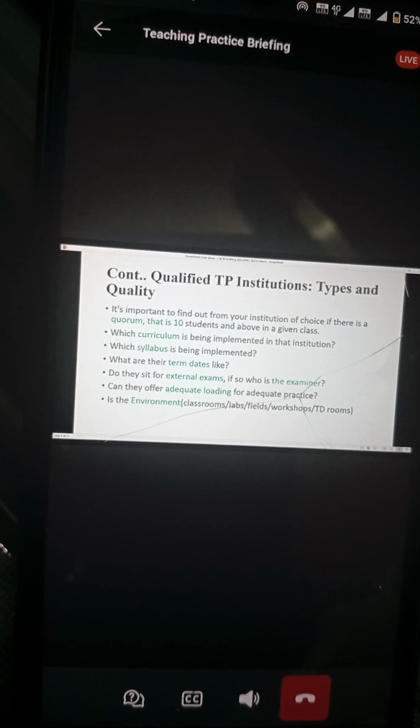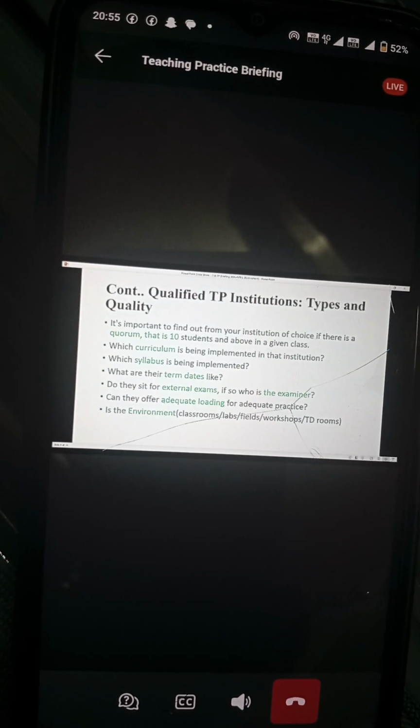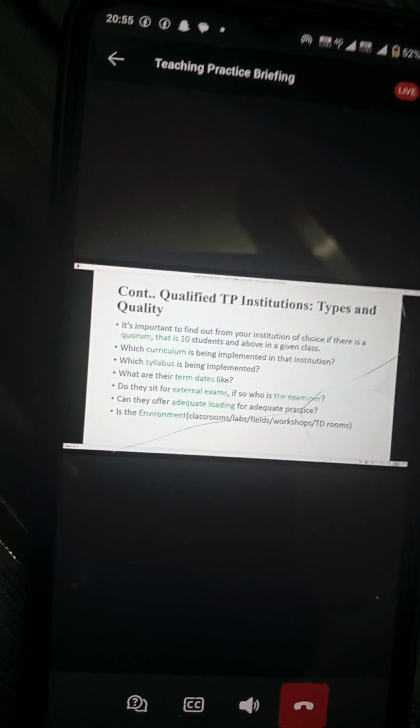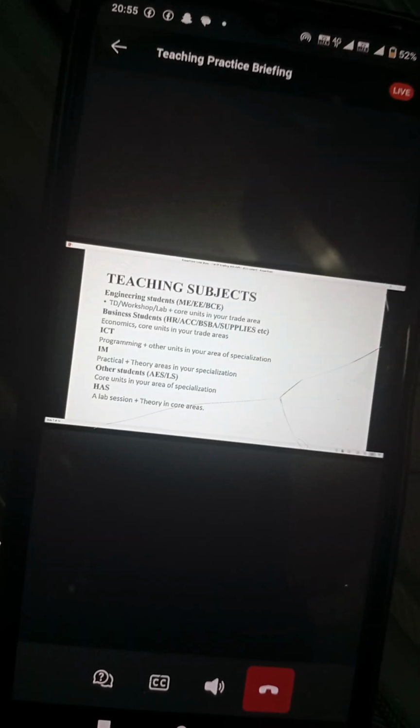You are teaching electrical engineering, and there's no TD room, there's no workshop, there's nothing in the theory. Like some colleges here in town. So be careful. If you are doing PE, where will you do it? So check out the teaching subjects. What are you going to teach? Engineering students, those are mechanical engineering students, electrical, and so on.